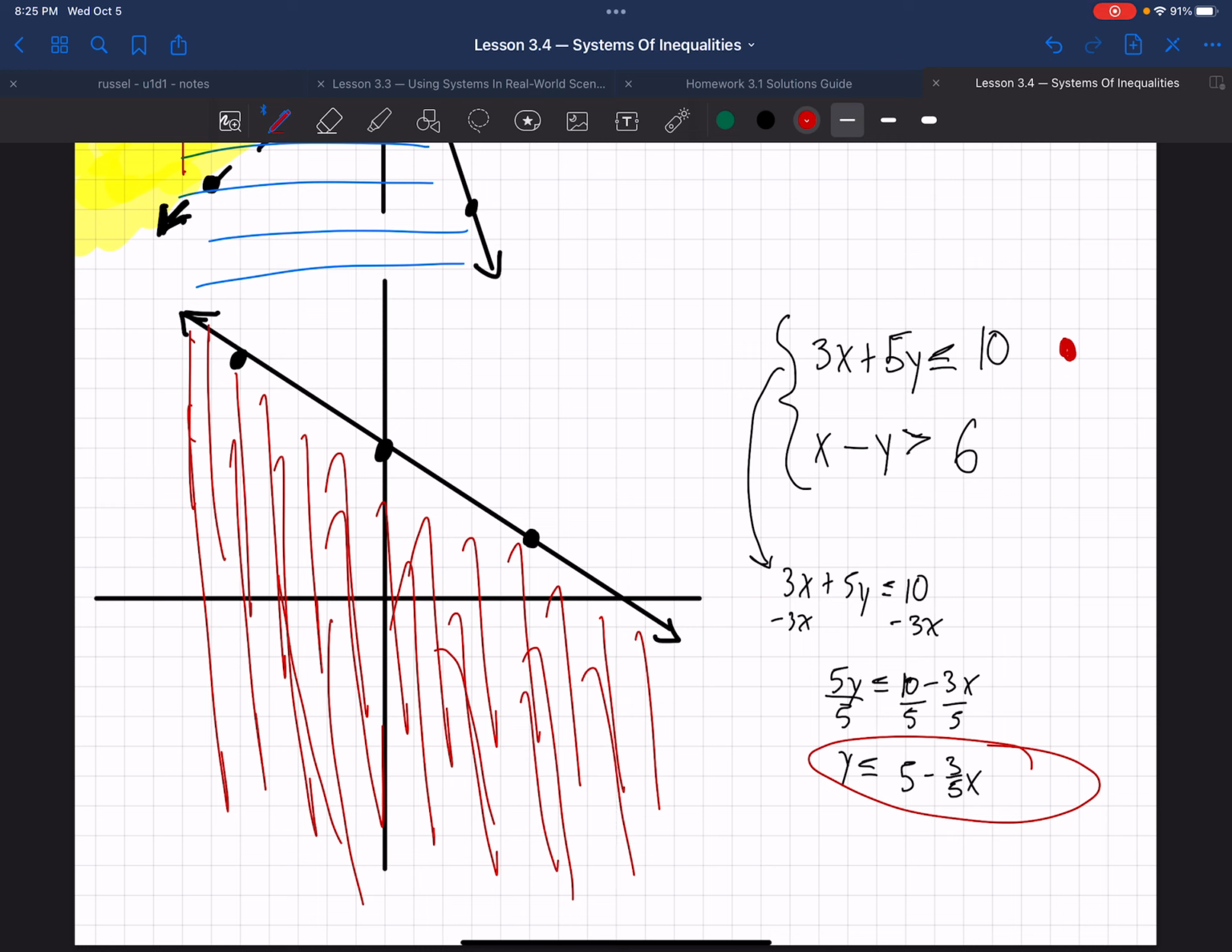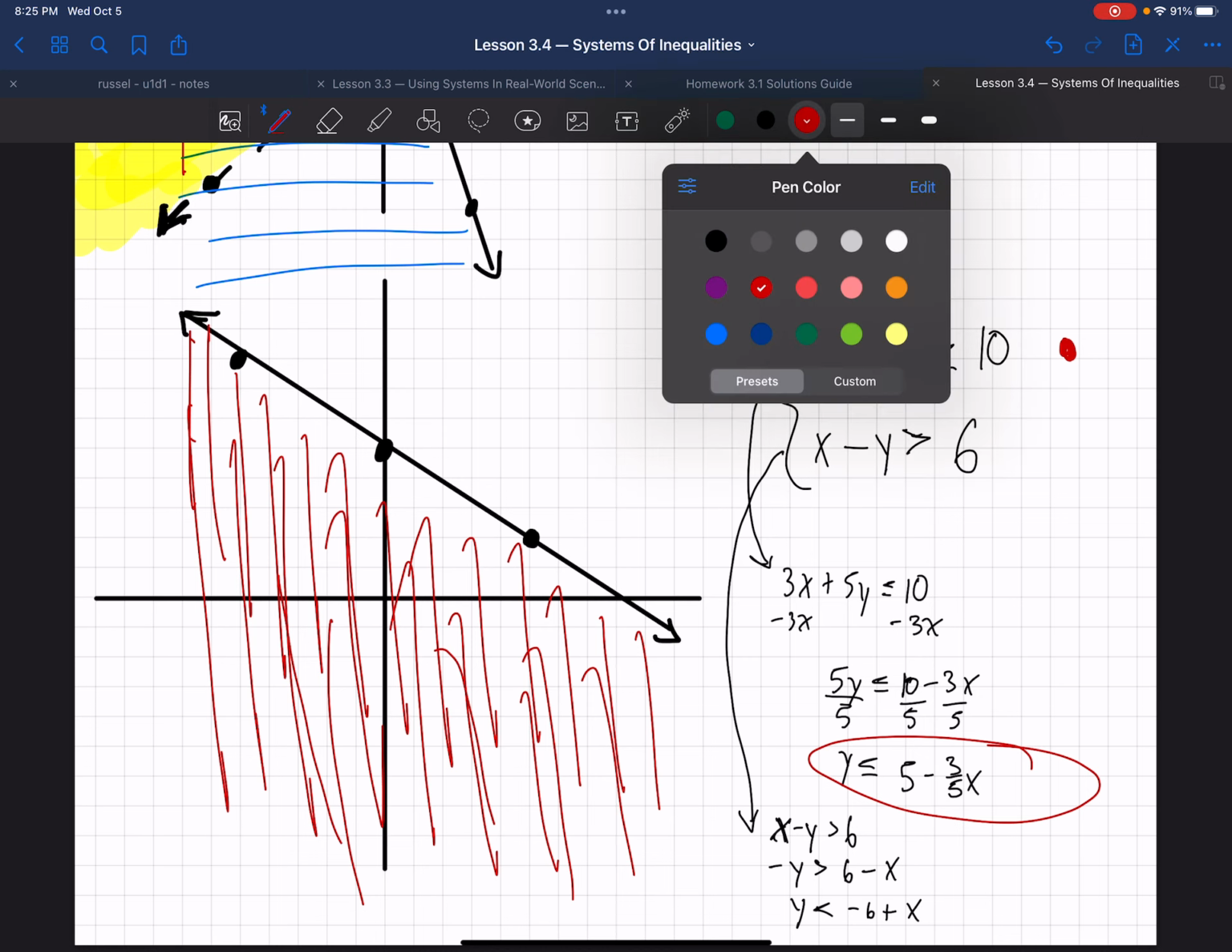Okay? Next line, I've got x minus y is greater than 6. So bring this down. X minus y is greater than 6. I'm going to subtract x from both sides, so I get negative y is greater than 6 minus x. And then I'm going to divide by a negative 1, so that positive y is less than negative 6 plus x. Notice what I kind of did there, right? I divided by a negative, so all the signs flipped, and because it's an inequality, division by a negative flips the inequality sign as well. So now that I've got that, let's do it in blue.